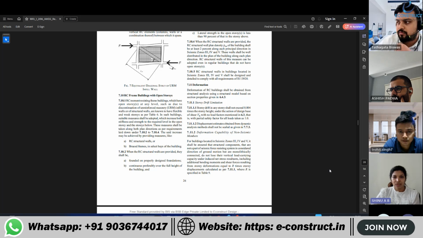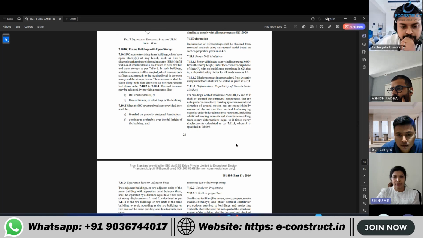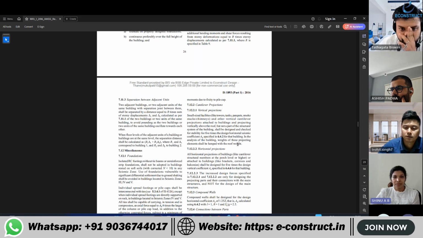Separation between adjacent units. Two adjacent buildings or two adjacent units of the same building with separation joint between them shall be separated by a distance equal to R times the sum of story displacements delta 1 and delta 2 calculated as per 7.11.1 of the two buildings or two units of the same building to avoid pounding as the two buildings or two units oscillate towards each other.